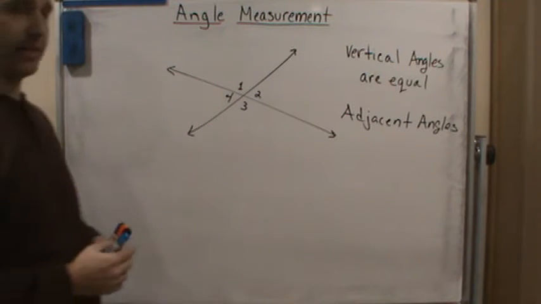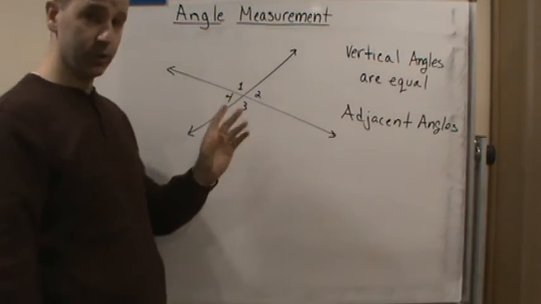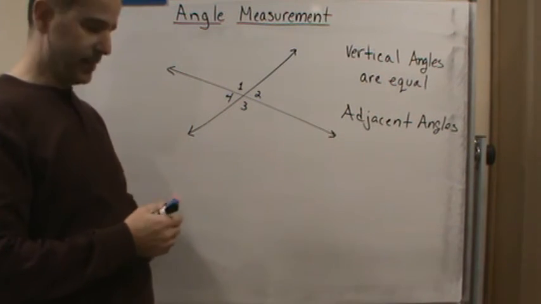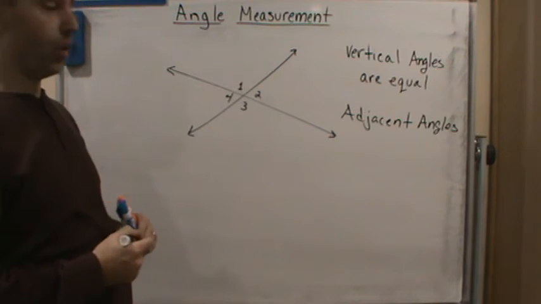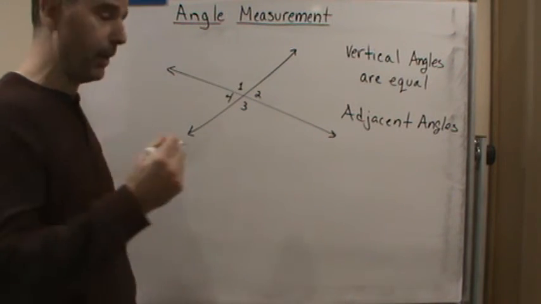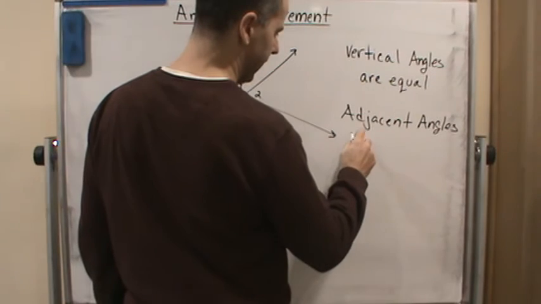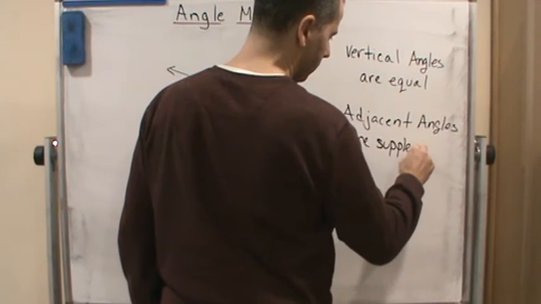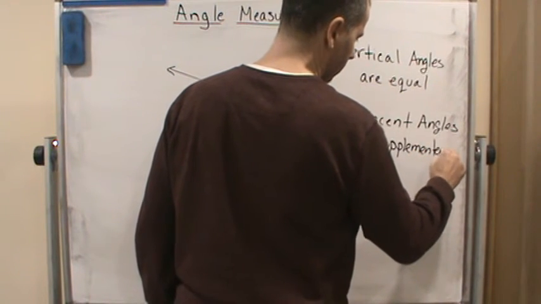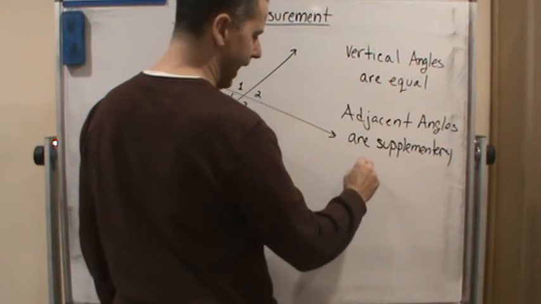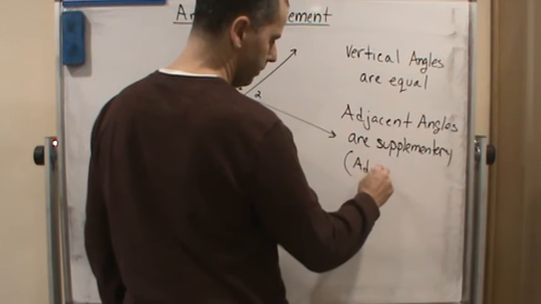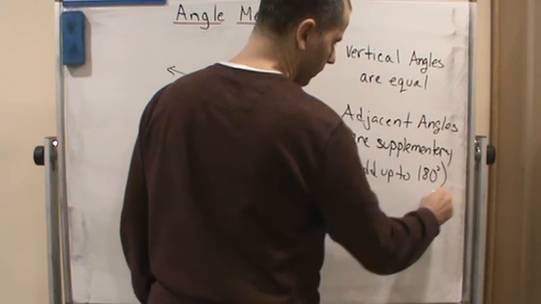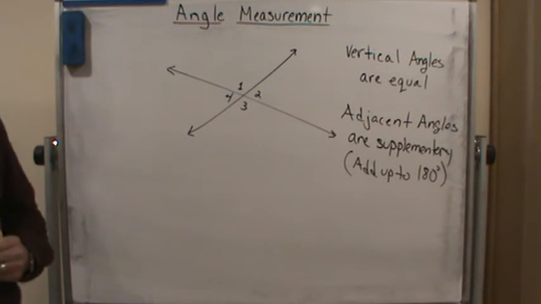So what do we know about adjacent angles? We know that when we have two lines intersecting, adjacent angles always add up to 180 degrees, which means that they are supplementary. So adjacent angles are supplementary, which means they add up to 180 degrees, or a straight angle.